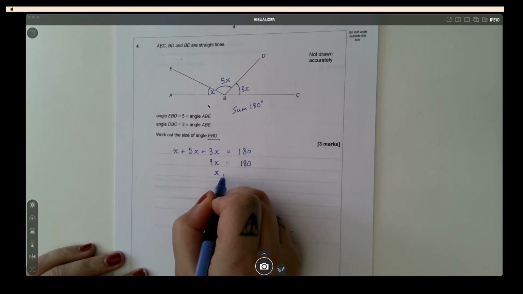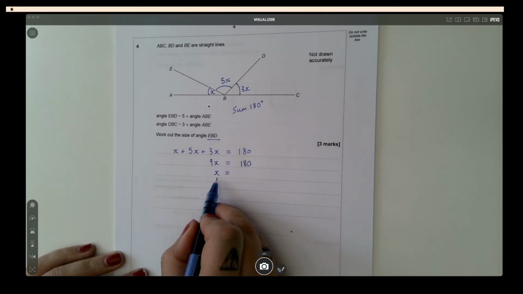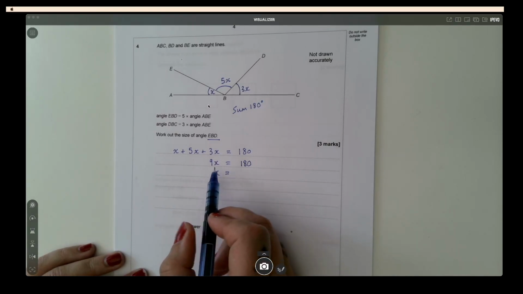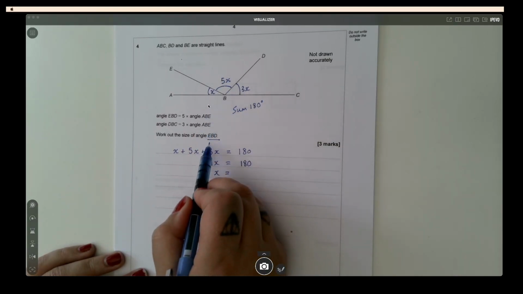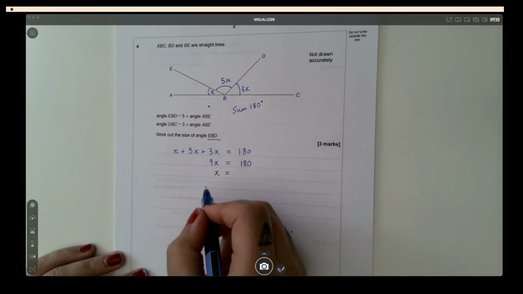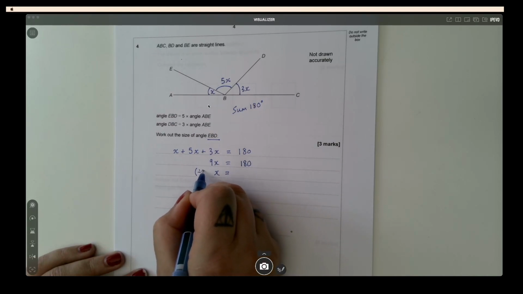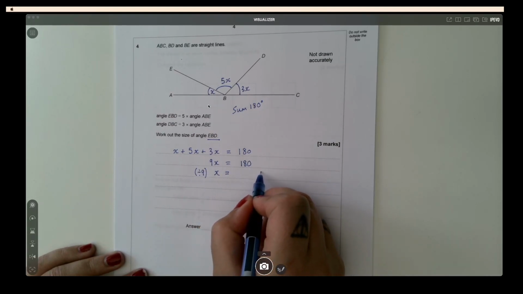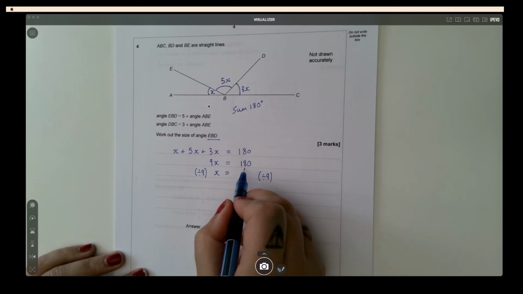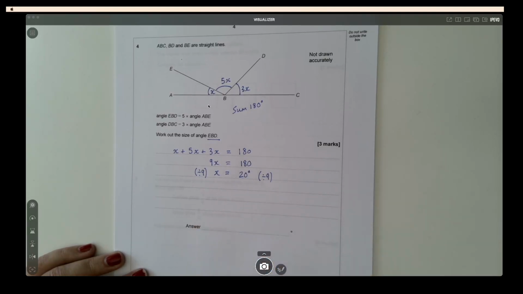So now, if we solve this equation for X, we'll be able to substitute that value into this expression to find that angle EBD. So the opposite of 9 times X would be to divide by 9. So 180 divided by 9 is 20 degrees.